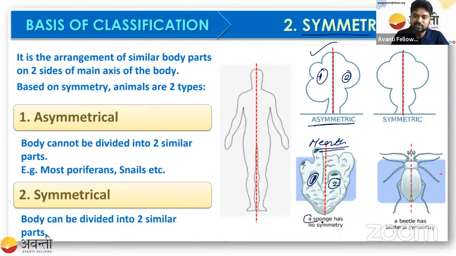I think this is the sponge, not a heart. Okay, so here you can see the beetle. Beetles have bilateral symmetry. That means this portion is the same as the second portion.